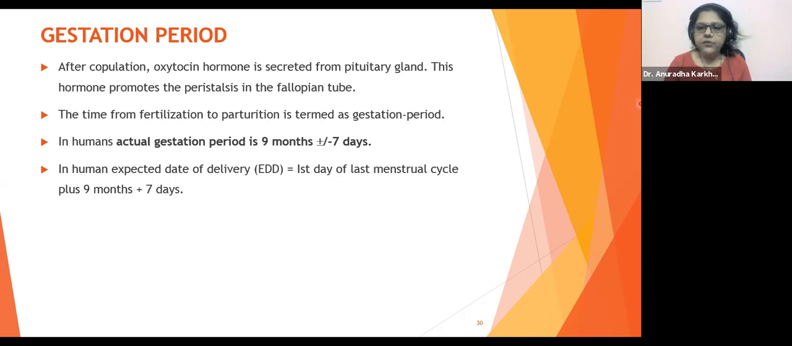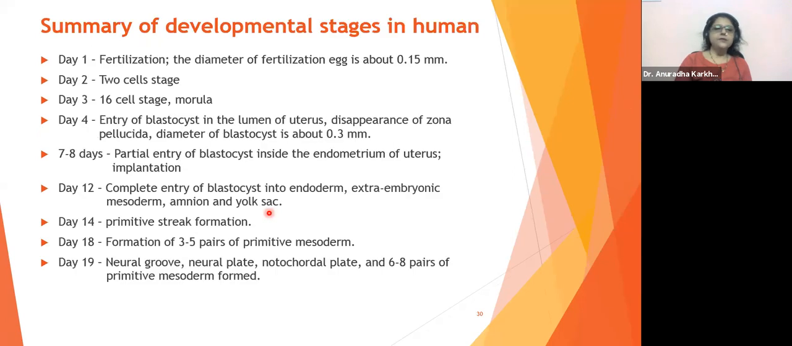Okay. Then the next is something which is going to be called as the summary of the development. So see, day 1, fertilization. The diameter of the fertilization is about 0.15 mm. No need of remembering the diameters. It's just for the sake of giving an information. Day 2, 2-cell stage. Day 3, 16-cell morula. Day 4, entry of blastocyst into the lumen of the uterus.